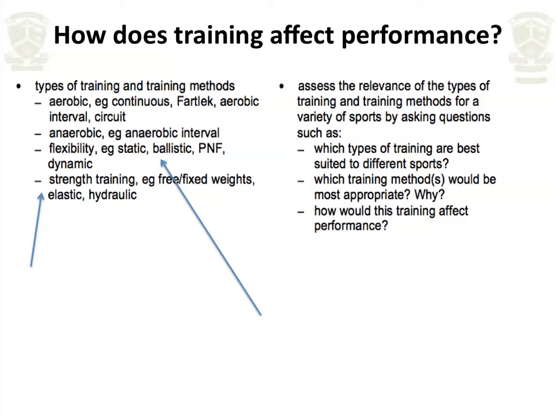So STEM 21 will continue on from STEM 20, where we looked at the first two areas of types of training and training methods. In STEM 21 we're going to look at the second part of how does training affect performance under types of training and training methods. As the arrows indicate here, we'll be looking at flexibility, static, ballistic, PNF, dynamic, and also strength training. Have a little bit of some examples on the free and fixed weights, some elastics and hydraulic. So that's what we're going to be looking at in STEM 21.